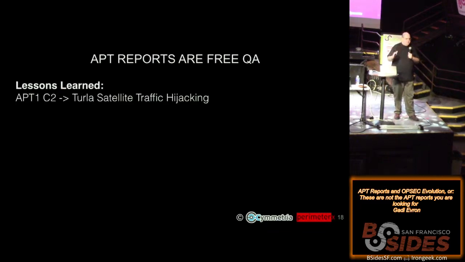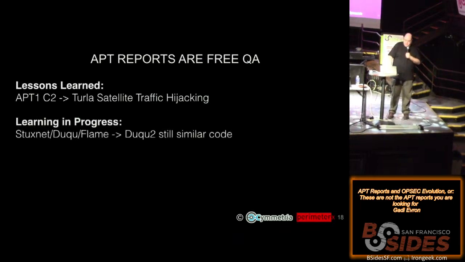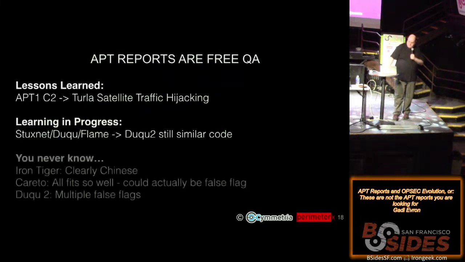APT1, very basic command and control servers, IP addresses, compromised infrastructure is done. We have Turla, which was released by Kaspersky, and they were hijacking satellite traffic, which is pretty cool as far as evolution goes, although we're skipping several years in between. There is learning in progress. So Stuxnet, Duqu, and Flame. Duqu 2 actually still had similar code in it that helped in attribution. And then, you never know.